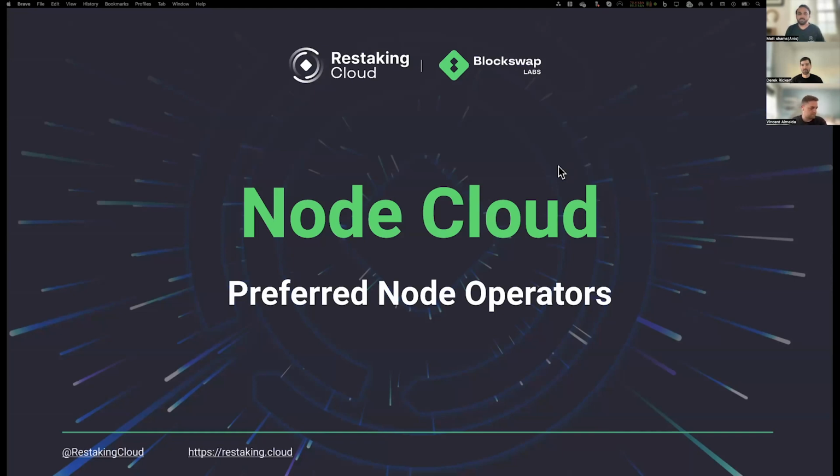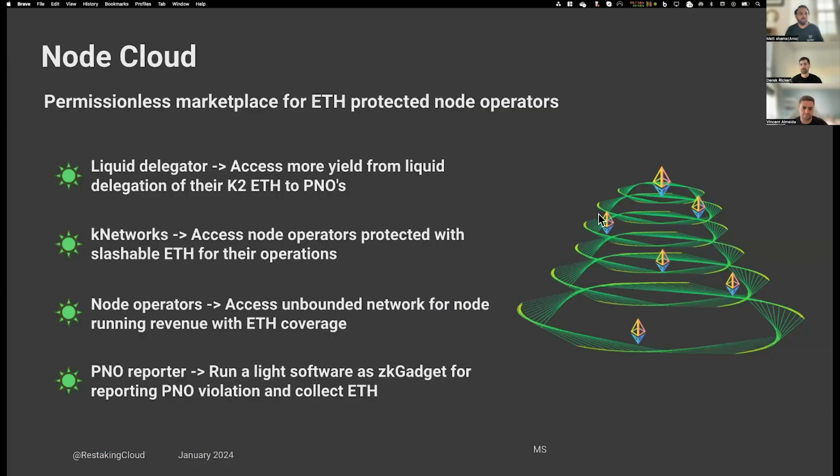How are you going to expand this kind of Ethereum validator security, as node running infrastructure, for all kinds of operations? It's going to be very interesting. So let's get started. Just to give you some idea about the Node Cloud: Node Cloud is a standalone product on the Restaking Cloud, in conjunction with the K2.